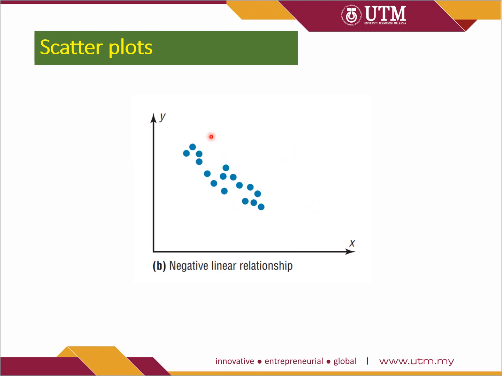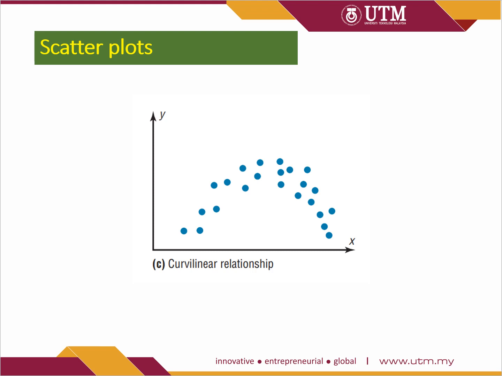And this pattern of the points of the scatter plot shows a negative linear relationship. So as the values of the independent variable increase, the values of the dependent variable decrease. And this pattern of the points of the scatter plot shows some type of non-linear relationship or a curvilinear relationship.